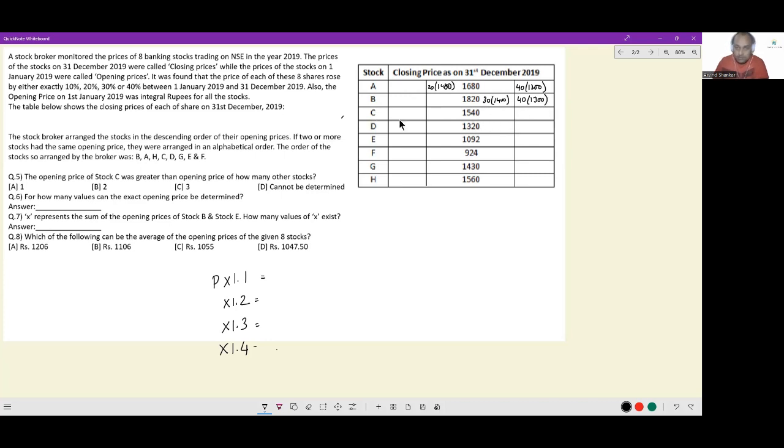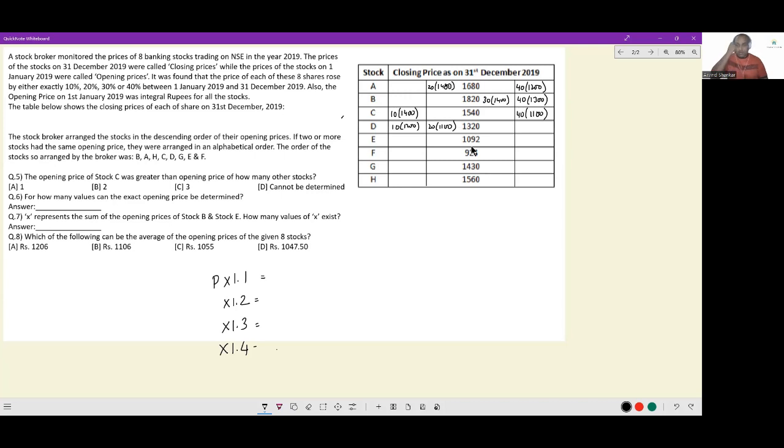Okay, next. For C, 15400, this is 11 into 14. So either a 10% increase where the initial price was 1400, or a 40% increase where the initial price was 1100. 1320, this is 12 into 11. So either a 10% increase where the initial price was 1200, or a 20% increase where the initial price was 1100.